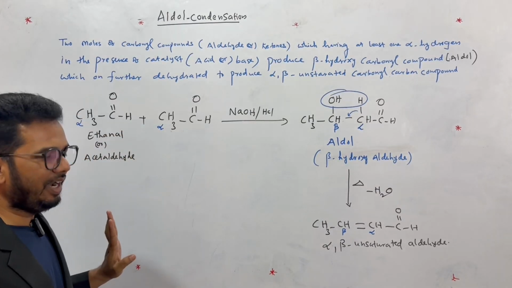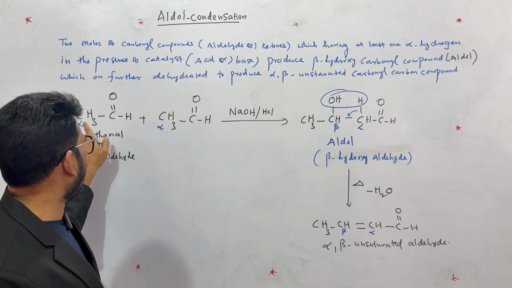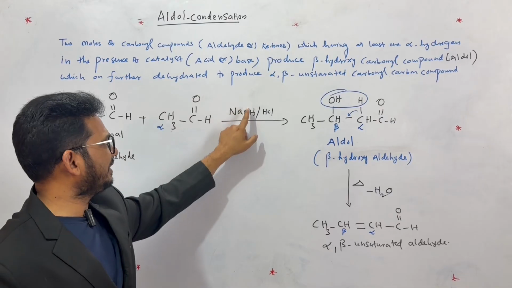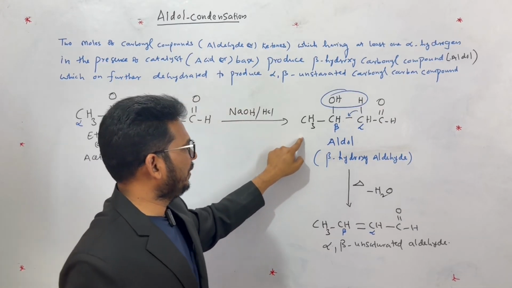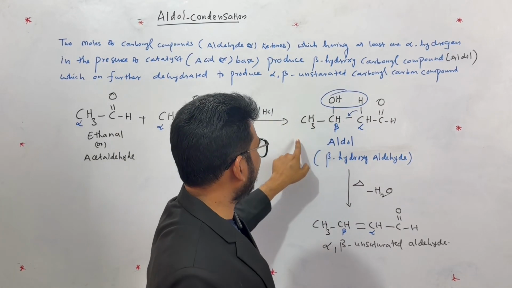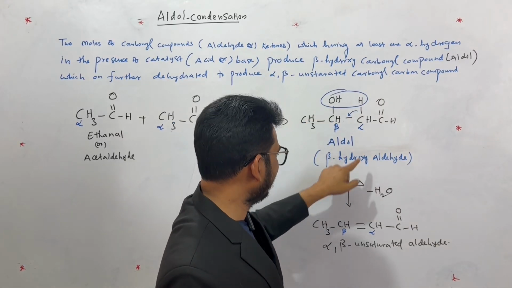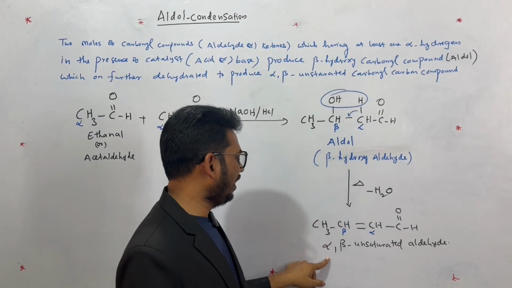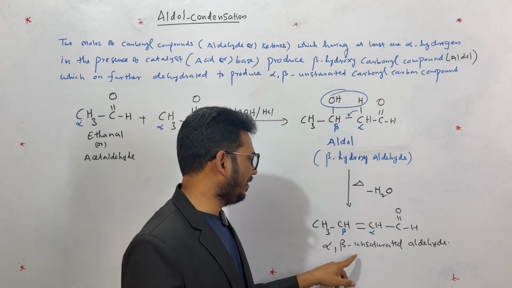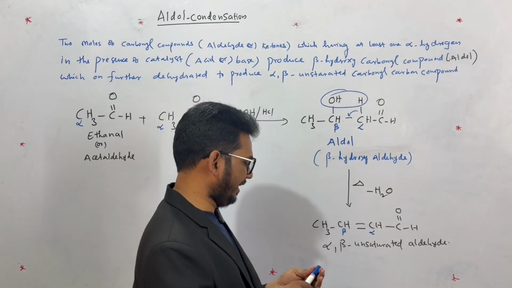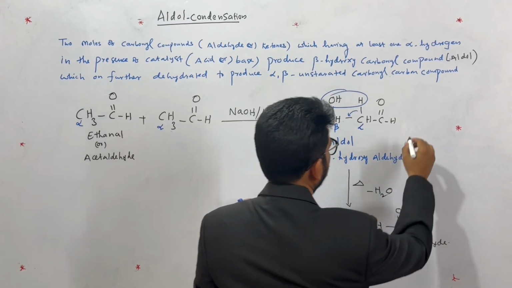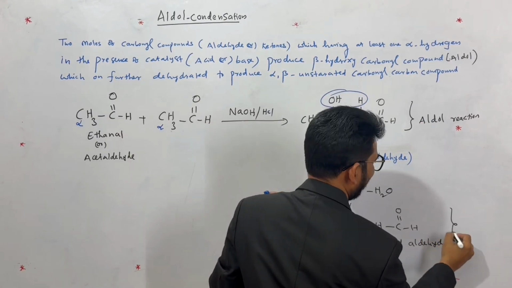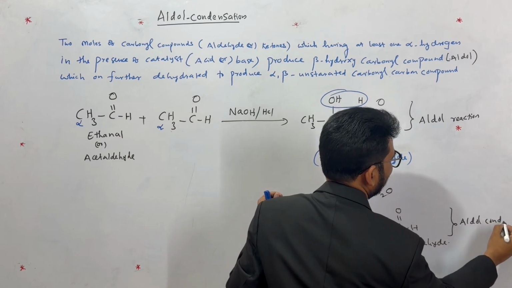Two moles of aldehydes or ketones which have alpha hydrogen undergo the aldol condensation reaction in the presence of acid or base. It produces the aldol, which is called the beta hydroxyaldehyde. Then after that it will be dehydrated. After losing water, it produces the aldol condensation product, the alpha, beta unsaturated aldehyde. Up to this reaction, we call it the aldol reaction. Then after this, we call it the aldol condensation reaction.